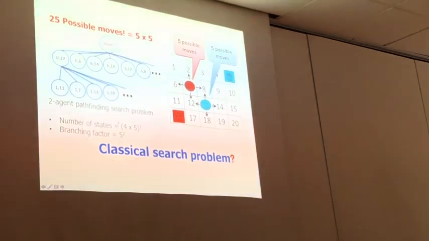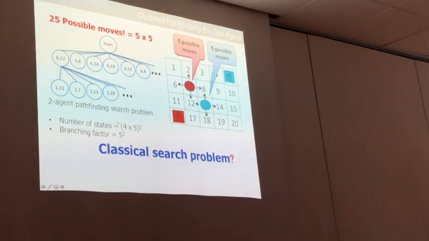number of agents. So we had 25 moves with 2 agents. With 3 agents, how many moves will we have? 125. And this is the branching factor. 5, 5, 5.